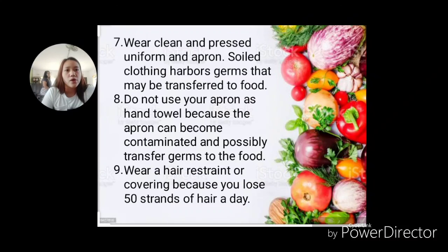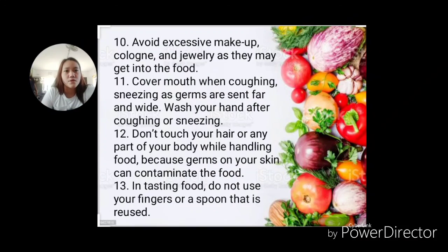Wear a clean and pressed uniform and apron. Soiled clothing harbors germs that may be transferred to food. Do not use your apron as a hand towel because the apron can become contaminated and possibly transfer germs to the food. Wear a hair restraint or covering because you lose 50 strands of hair a day. Avoid excessive makeup, perfumes, and jewelry as they may get into the food.